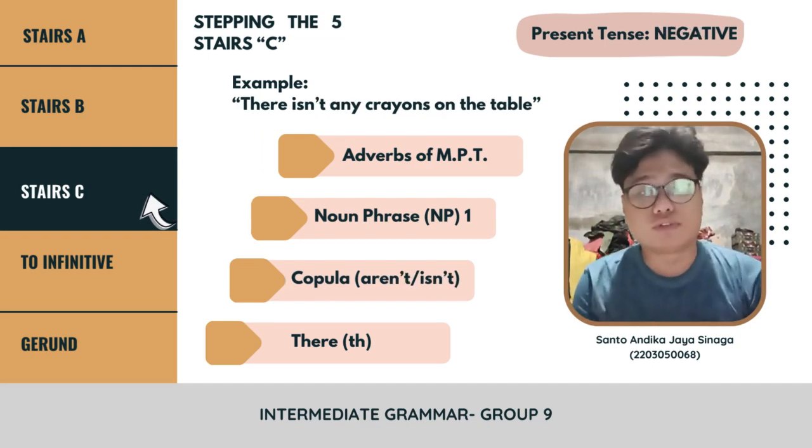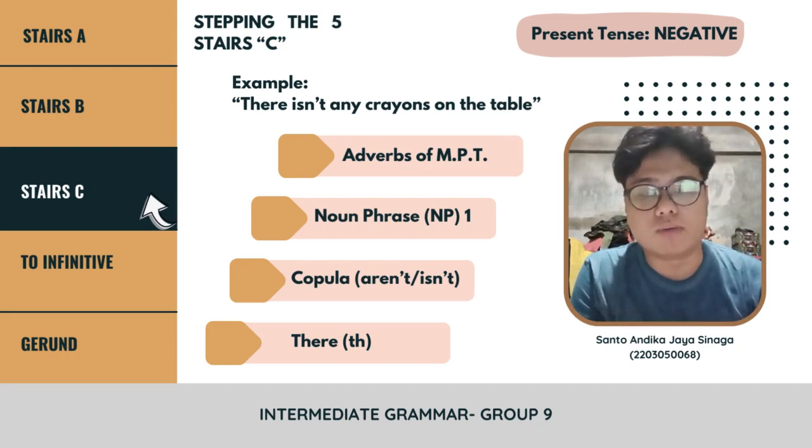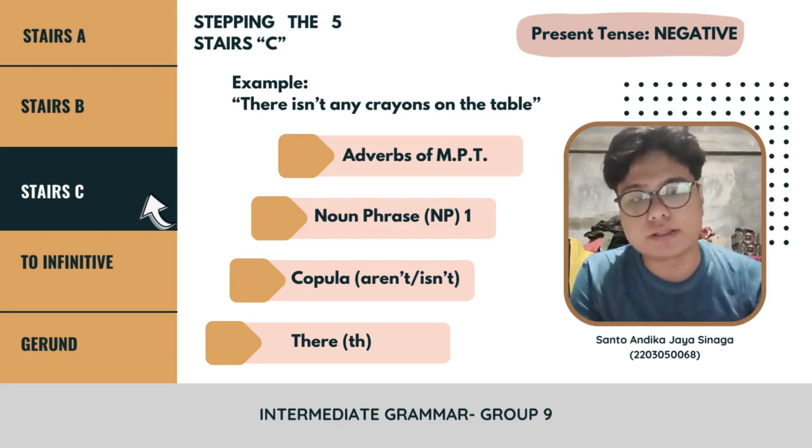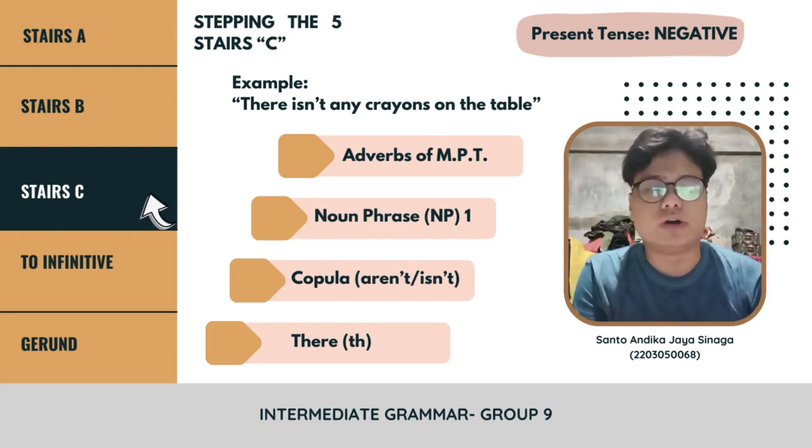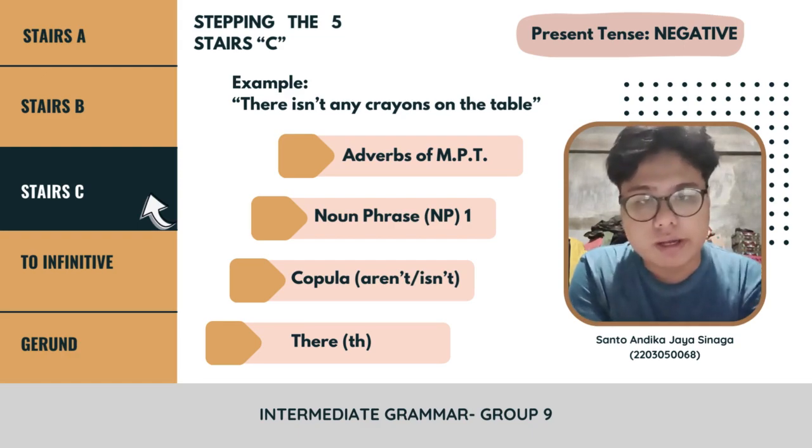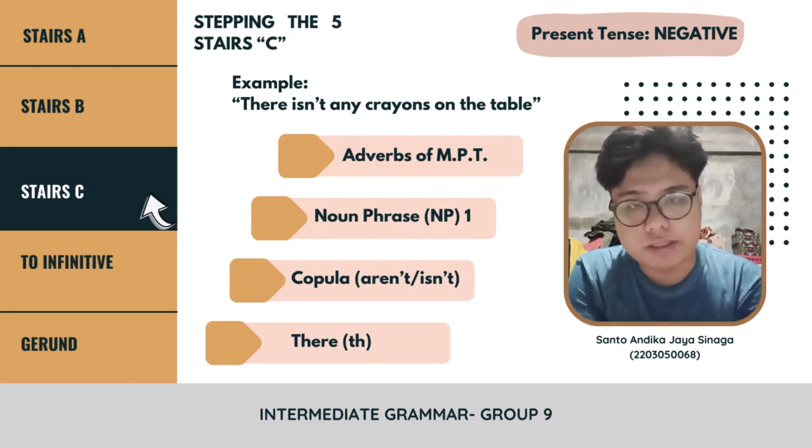Okay, we move to the negative sentence in present tense. Same as the previous slides, but in a negative sentence we put not on the copula, and it will sound like this: are not and isn't.